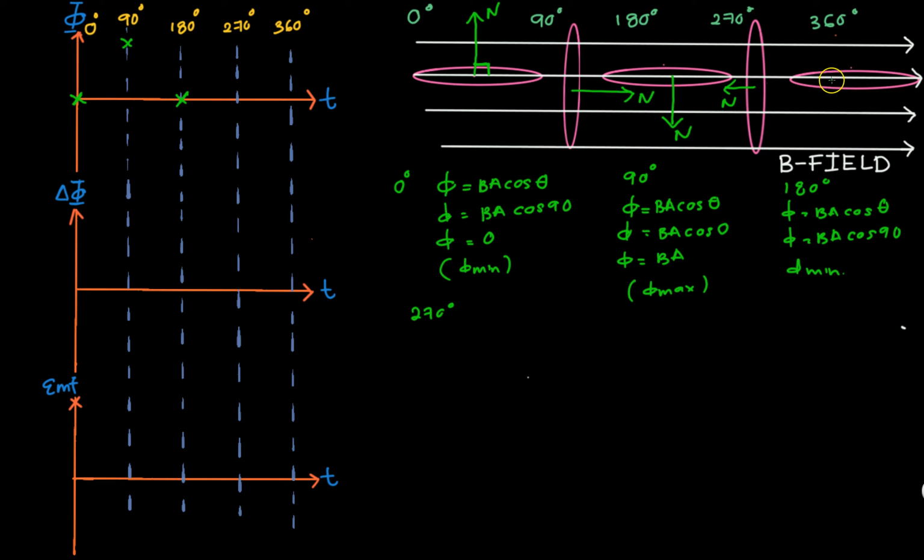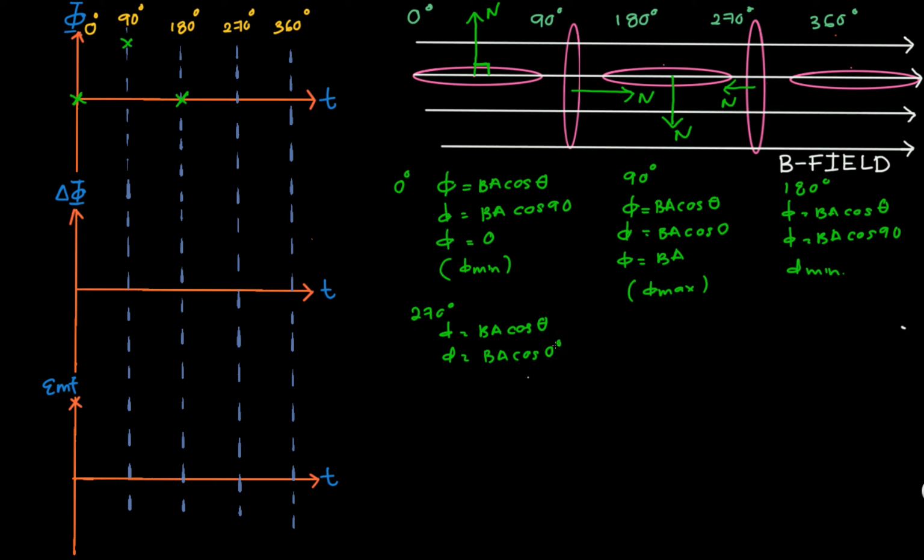strength is acting towards the right-hand side. So again, flux is going to be equal to BA cos theta, and the theta now is equal to 0 degree. Look at here, the B field and the normal are parallel to each other. However, now they are acting in opposite directions. So therefore, it's still going to form BA cos 0 because the angle between them is 0 degree.